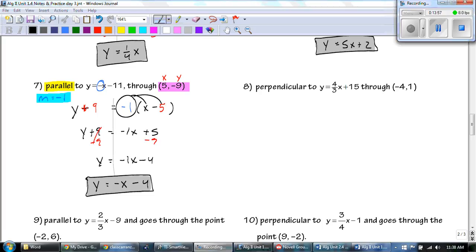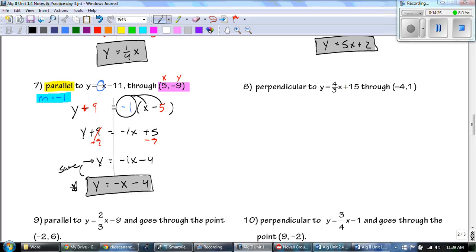Okay, so you should have distributed the negative 1 to get negative 1x plus 5. I subtract the 9 from both sides, and we get y equals negative 1x minus 4. Now, if you look at my final answer, I didn't write the 1 there. So you guys just kind of need to know that on a multiple choice test, this is what you're going to see right here, okay? But these answers mean the same thing.